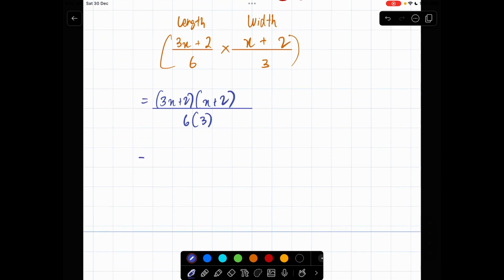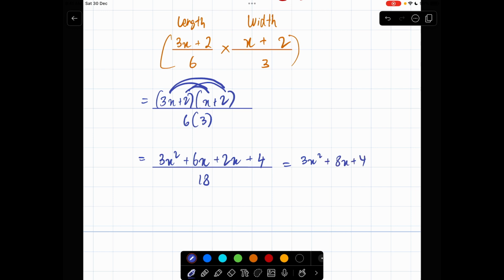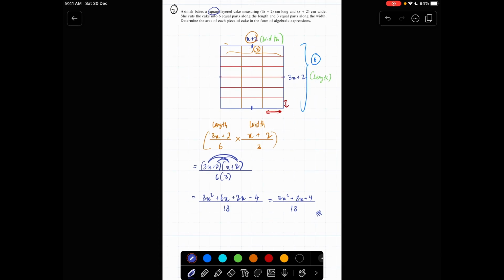And here you will get 3x times x, 3x squared, 3x times 2, 6x, 2 times x, 2x, and 2 times 2, 4. Then we have 18 at the bottom, equals to 6x plus 2x, you will get 8x. So which will equal to 3x squared plus 8x plus 4 divided by 18. And that's about it. This is the area of one piece of cake after being cut into 6 equal parts along the length and 3 equal parts along the width.